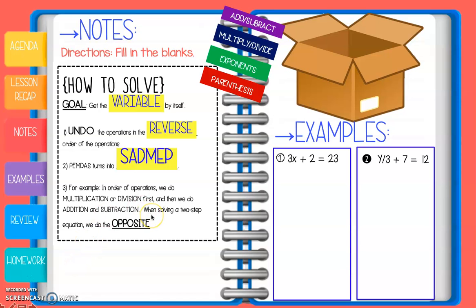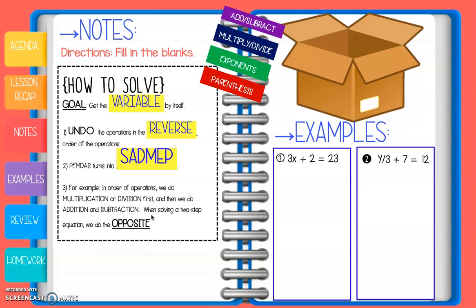For example, in the order of operations, we do multiplication or division first, then we do addition and subtraction. Well, when we're solving a two-step equation, we're taking it apart piece by piece. And when we are taking it apart, we want to do that in the reverse order that we would solve. So we're going to do the opposite.